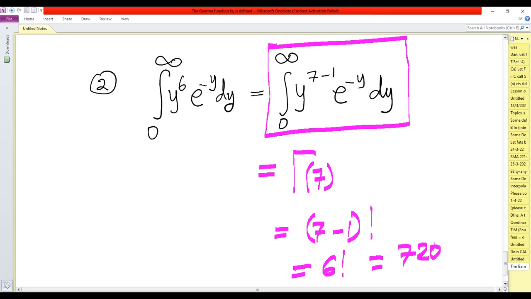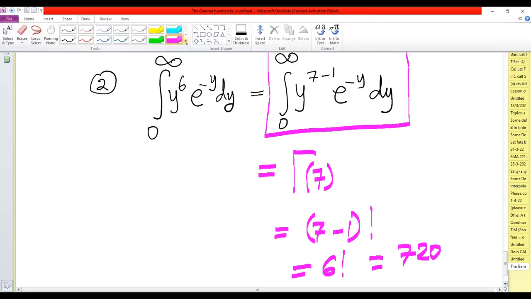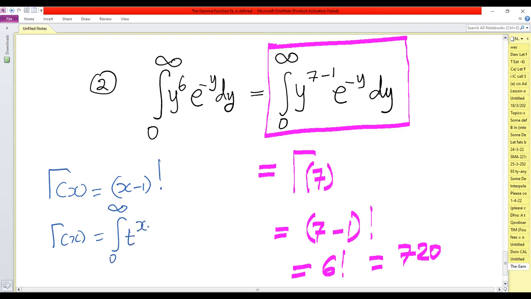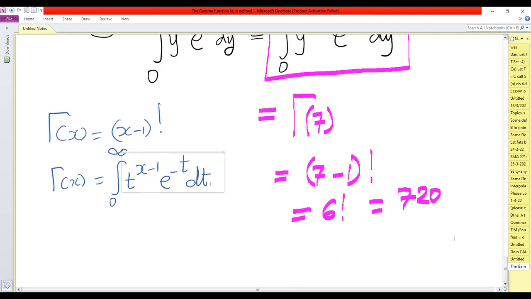720. So the key rules or properties of the gamma function that we are using are gamma of x is the same as x minus 1 factorial, and gamma of x from definition is the integral from 0 to infinity of t raised power x minus 1 e raised power minus t and then dt. So those are just the two facts that you are using to simplify these improper integrals.